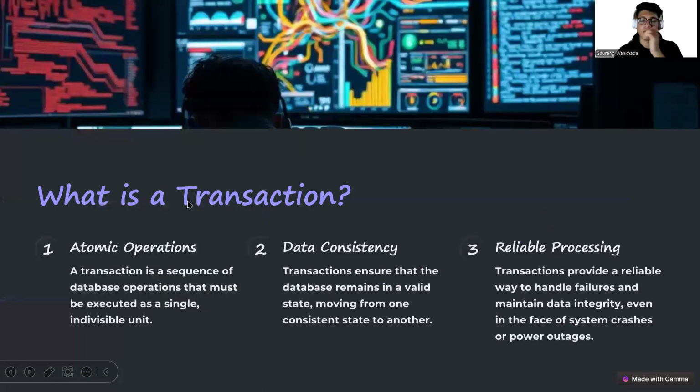And the next slide is: what is a transaction? So let us understand what a transaction is. First, a transaction is a sequence of database operations that must be executed as a single indivisible unit. Next, a transaction ensures that the database remains in a valid state, moving from one consistent state to another. Next is reliable processing. Transactions provide a reliable way to handle failures and maintain data integrity even in the face of system crashes or power outages.